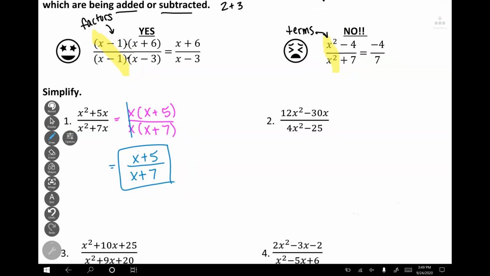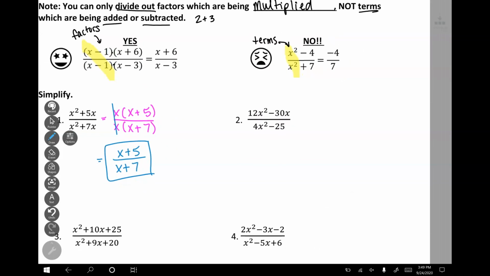All right, let's try number 2. Factor the numerator and denominator. In the numerator, I see a GCF of 6x. That leaves me with 2x minus 5. And in the denominator, you should recognize the difference of squares here. So we can factor that by taking the square root of both terms. That's going to be 2x minus 5. And don't forget 2x plus 5.